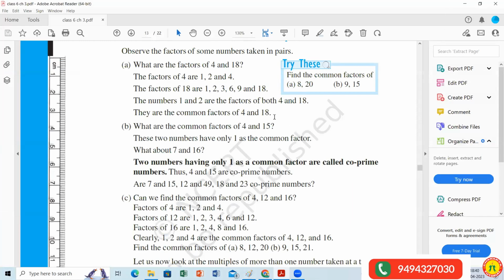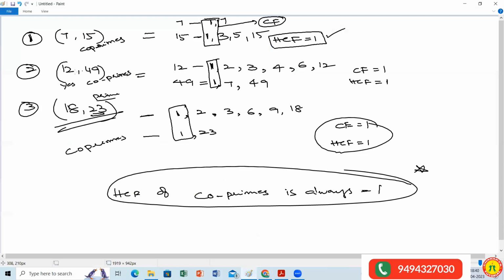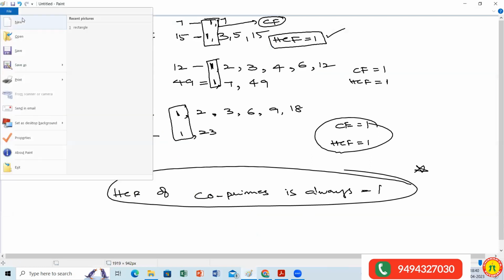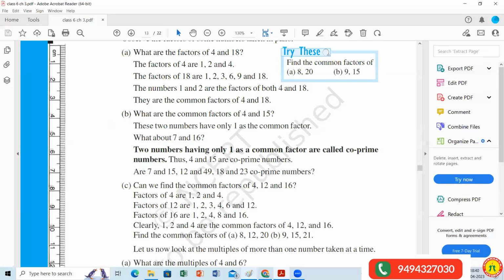The same way we find common factors for 2 numbers, we can find them for 3 numbers also: 4, 12, 16. Till now we were taking 2 numbers and finding their common factors. In the same way you can go with 3 numbers, or more than 3 also. Here we are asking about 4, 12, 16.